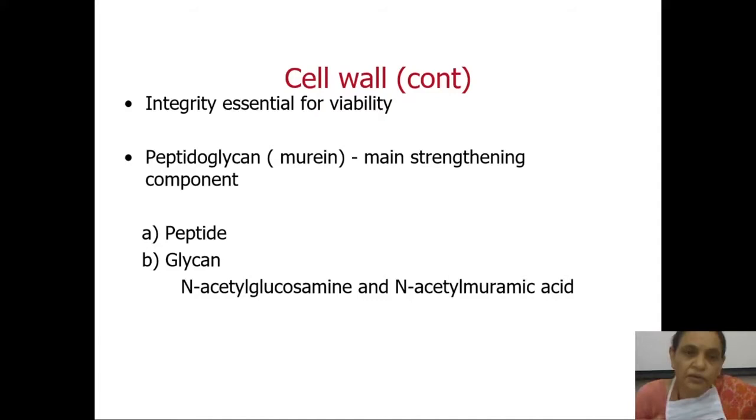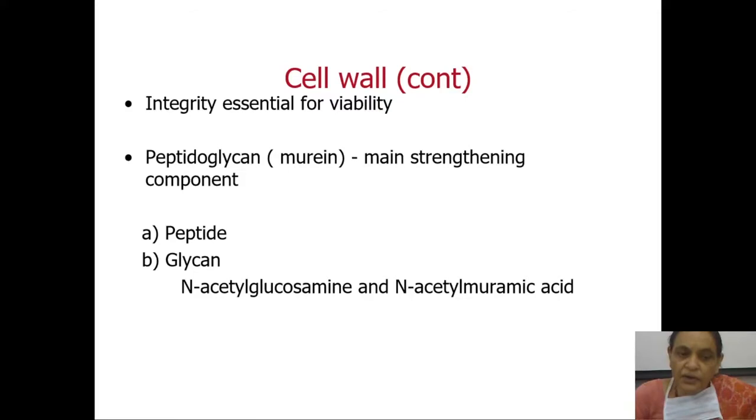So again, coming back to the wall, first and foremost, the integrity of the cell wall is essential for the viability. So for bacteria, it is the viability. For us, there are targets in this. Peptidoglycan is the main strengthening component, which has peptides and the glycans, comprised of N-acetylglucosamine and N-acetylmuramic acid.